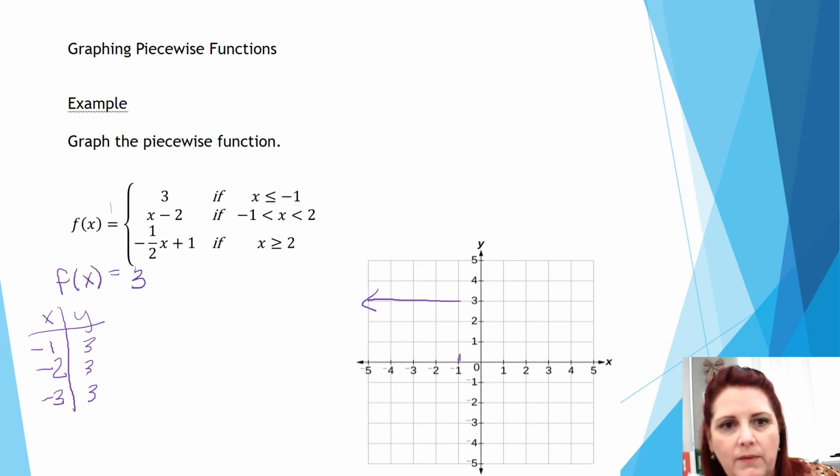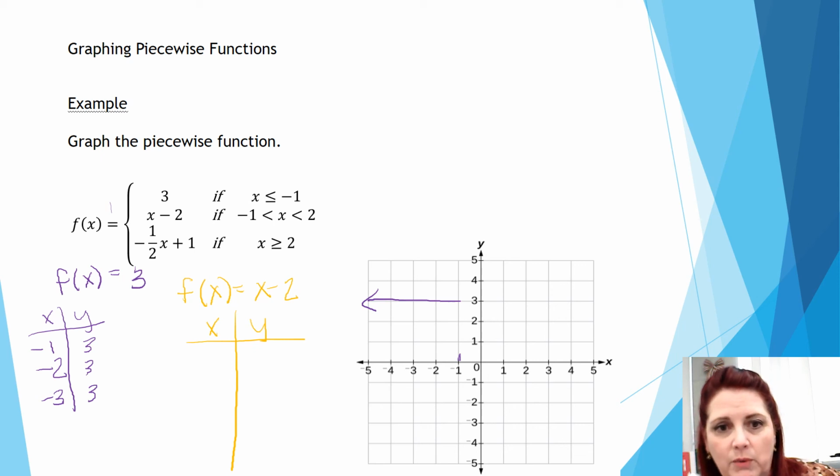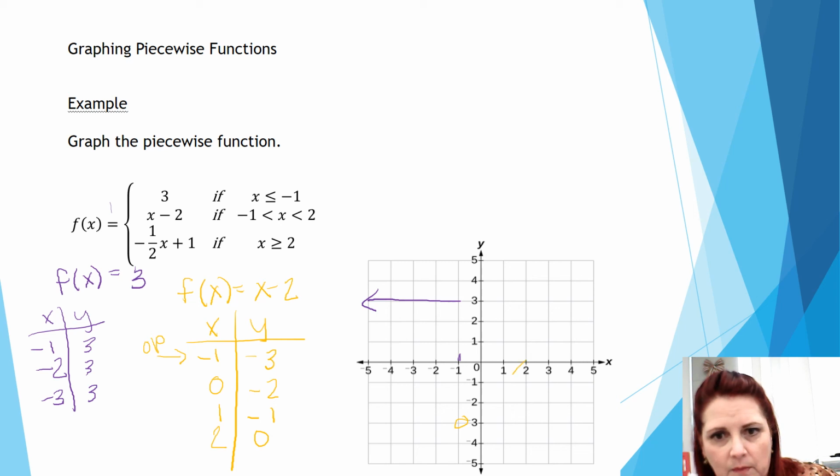And then we're going to do f of x is equal to x minus 2. That's for the x values between negative 1 and 2. I am going to include negative 1 here, but keep in mind this will be an open circle. So I'll have negative 1, 0, 1, and 2. Negative 1 minus 2 is negative 3, 0 minus 2 is negative 2, 1 minus 2 is negative 1, and 2 minus 2 is 0. So it's a line segment, and I'm going to start at negative 1, negative 3, with an open circle, and I'm going to end at 2, 0. So I get that line.